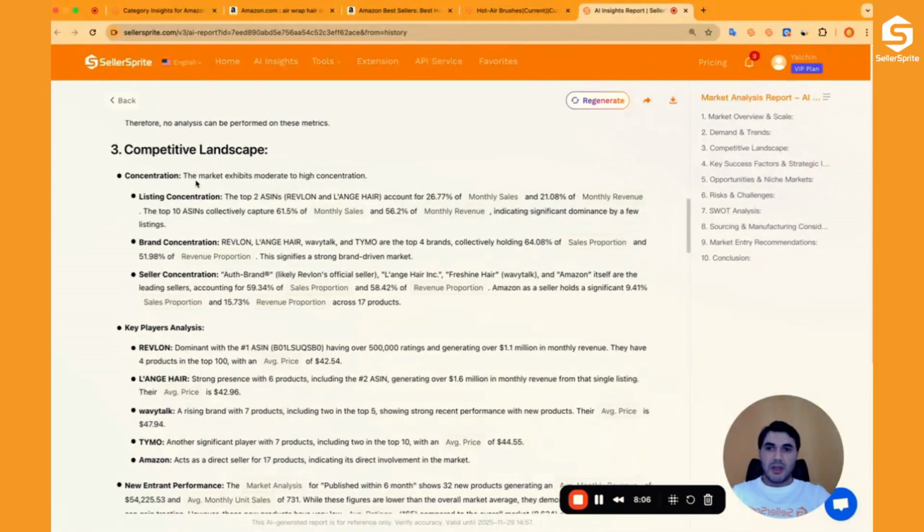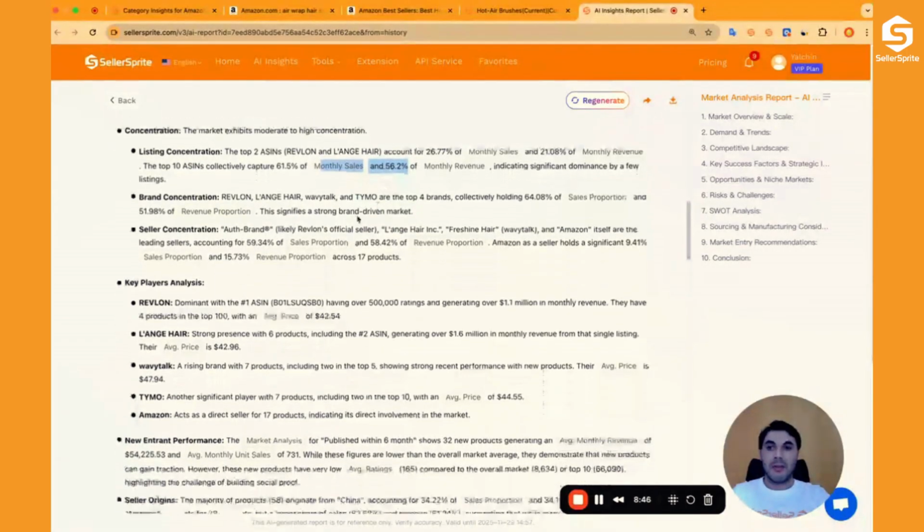Competitive landscape, this is one of the important parts. The market exhibits moderate listing concentration. From here, we understand the top 10 ASINs got 26% of monthly sales and 21% of monthly revenue. These are not bad metrics. Sometimes even 3 or 4 sellers take 30% of the total market, which is very bad. But here, the 10 biggest sellers got only 26% of the total market. This is okay in terms of revenue, but monthly sales is kind of high, over half.